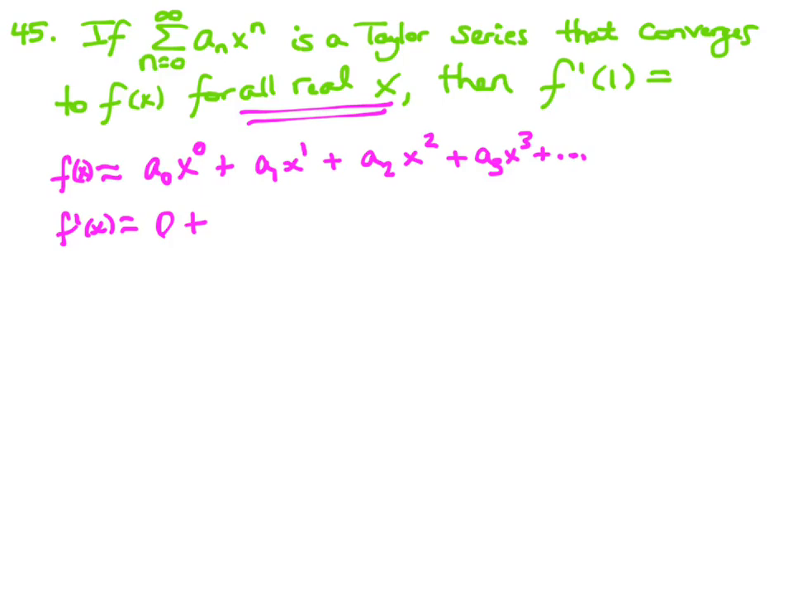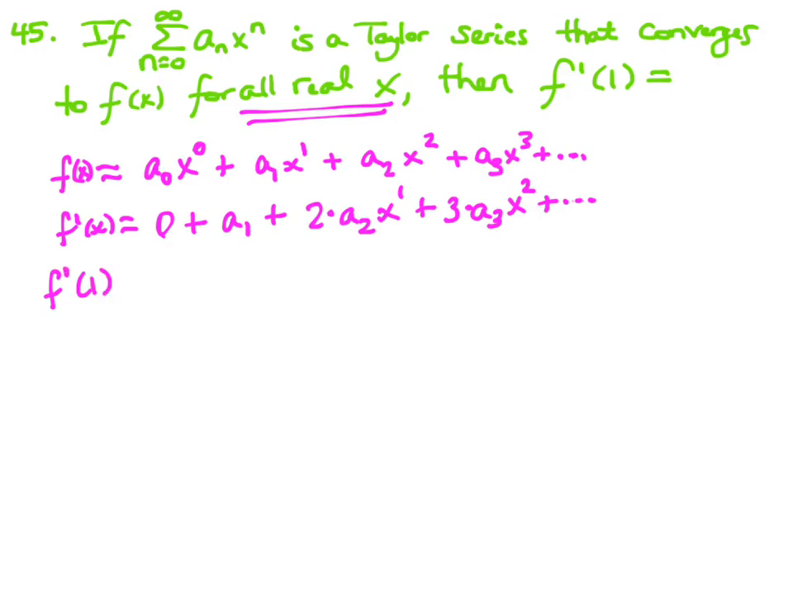Plus a sub 1 times x, that derivative would be a sub 1. The next term, and this is where we really start to see what happens. If I take the derivative here, I get 2 times a sub 2 times x to the 1. And then in the next one, I get 3 times a sub 3 x squared plus dot, dot, dot. And we continue in the same manner. So that would be my derivative.